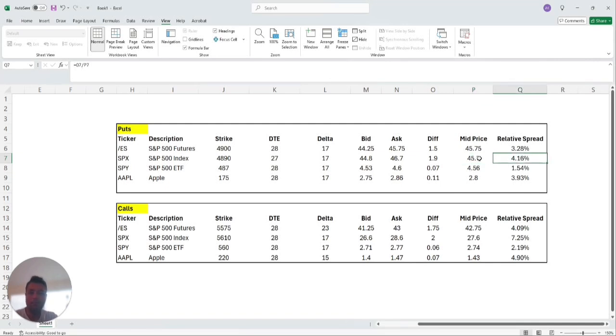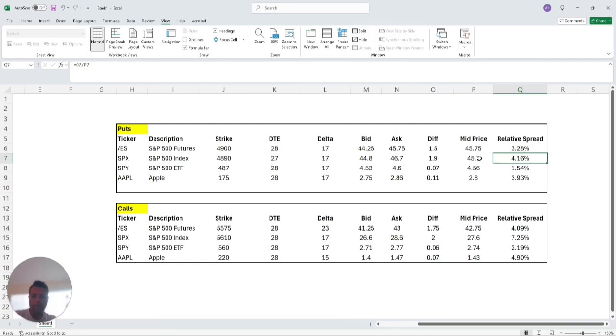And the relative spread, meaning the percentage difference, is how much you are going to lose if you were to trade this option in and out. And the more the option goes into the money, the wider the spreads get. So you've got to be careful with that. Out of the money options have tighter spreads versus in the money options, versus ones that are getting closer to the money. So $4.16 here.